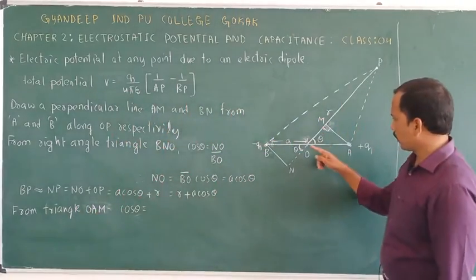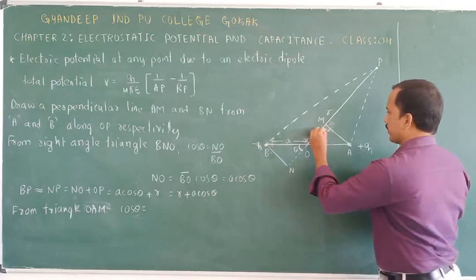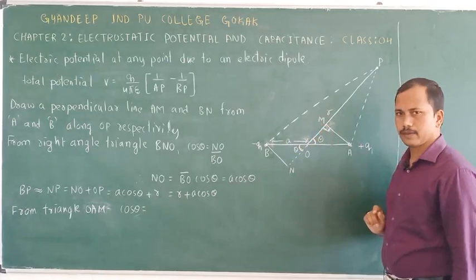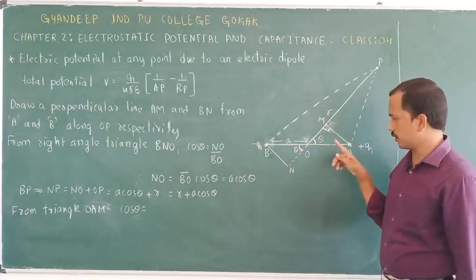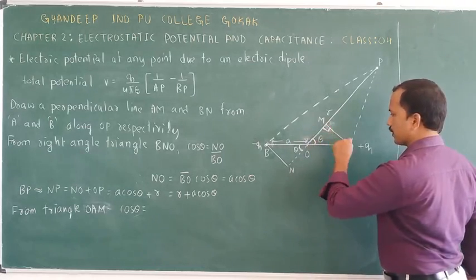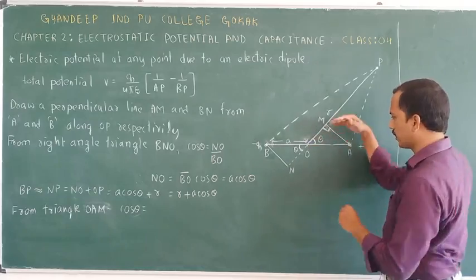This is not OAM. So from triangle OAM, this is the right angle triangle. So this is the cos function. Okay, so this is next one. From triangle OAM, this is the right angle triangle.